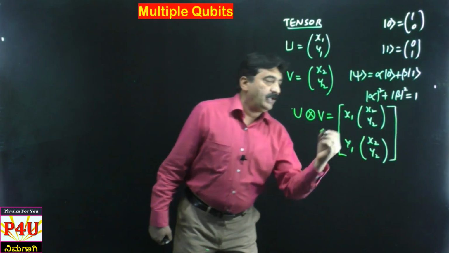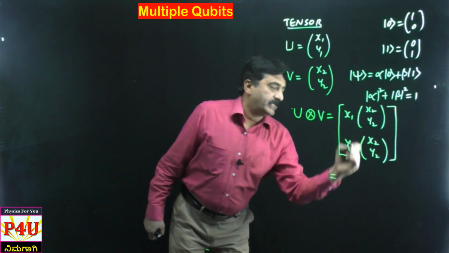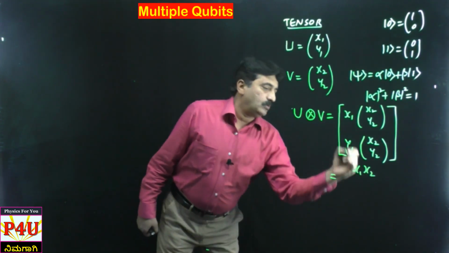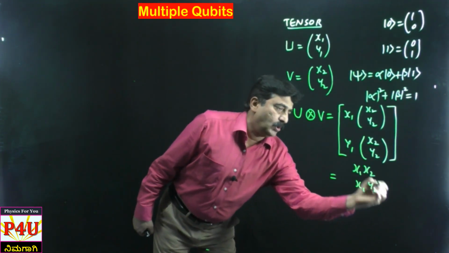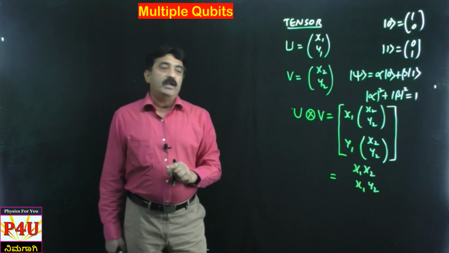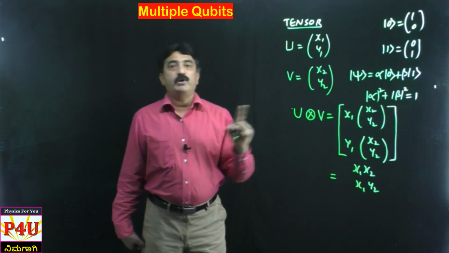Okay, let us go ahead. What it will happen, that is equal to x1 into x2, that is x1 x2. Okay, next x1 into y2, that means x1 y2. Suppose if you have v cross u, what you will have, it is x2 into x1, that is x1 x2 becomes x2 into x1, that's all.